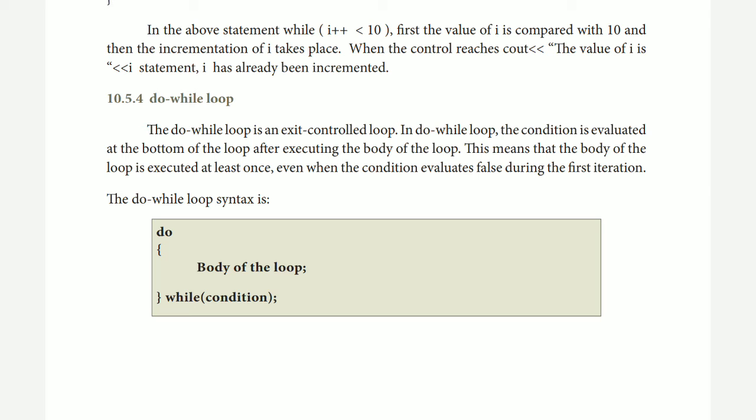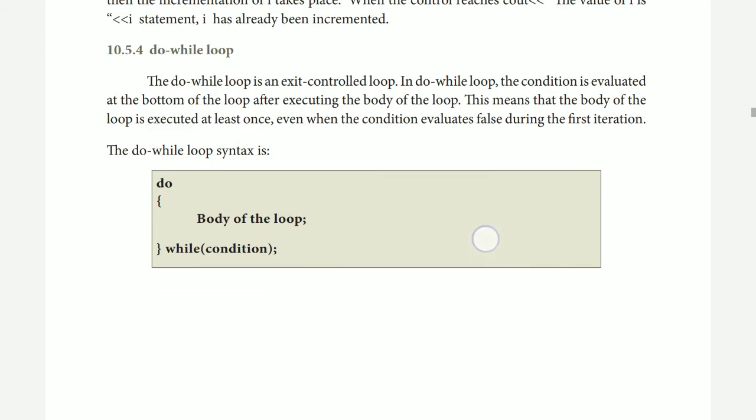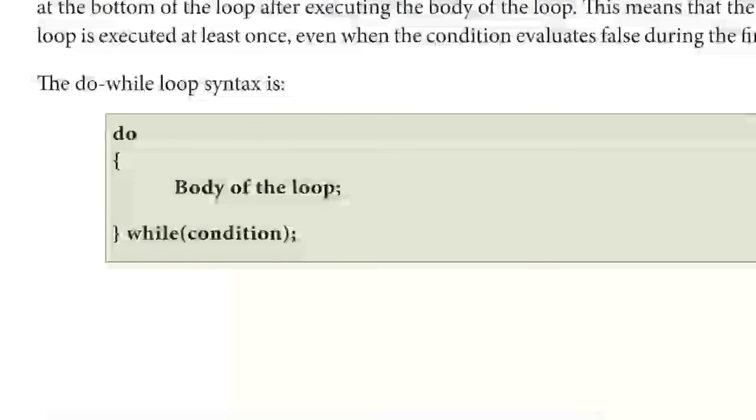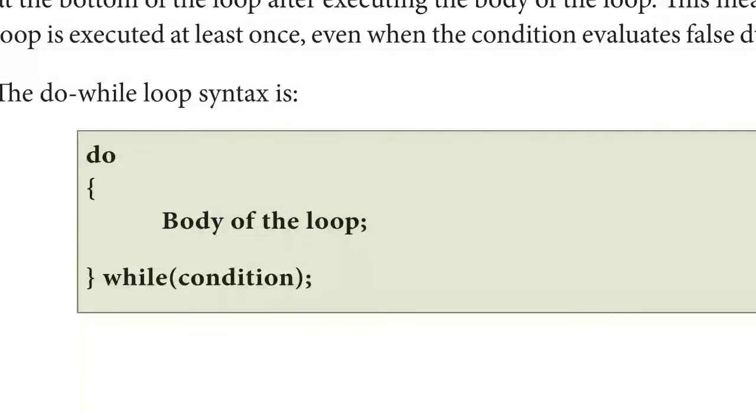So this is an example. Okay, so you can see that this is the syntax of the do while loop. So do is the keyword, and then the body of the loop is given after the keyword, and after completing the body of the loop, you can see that the while condition is being tested here.